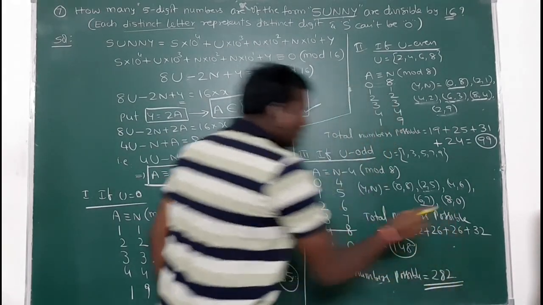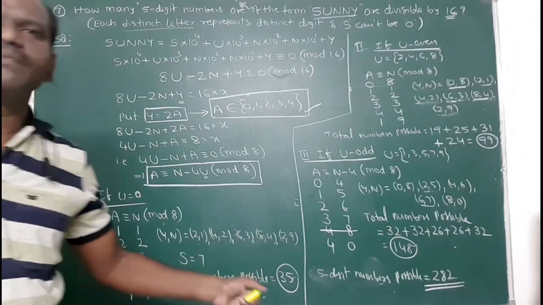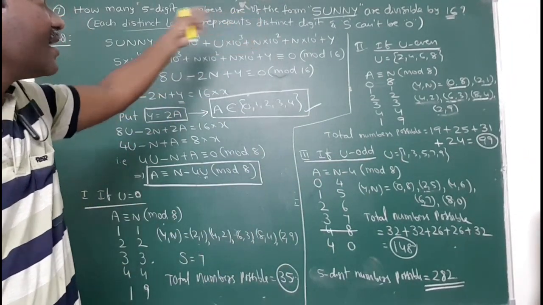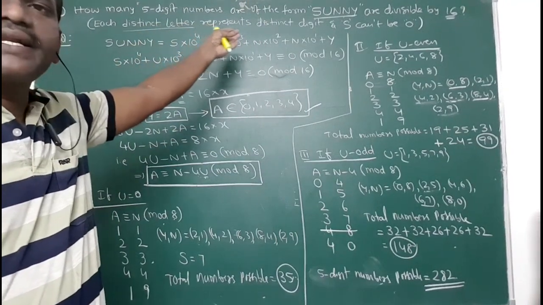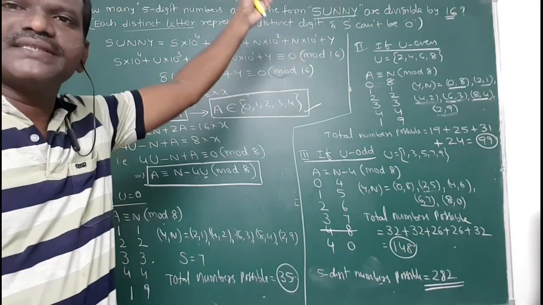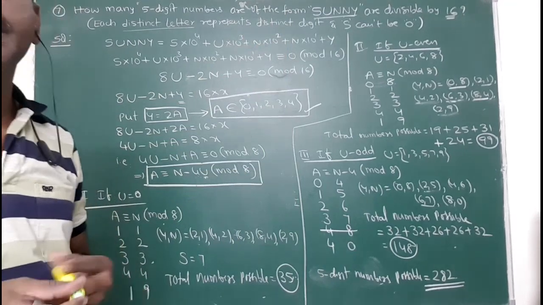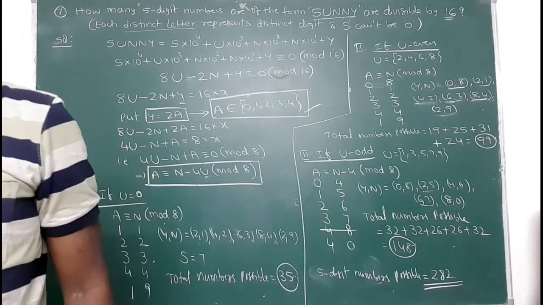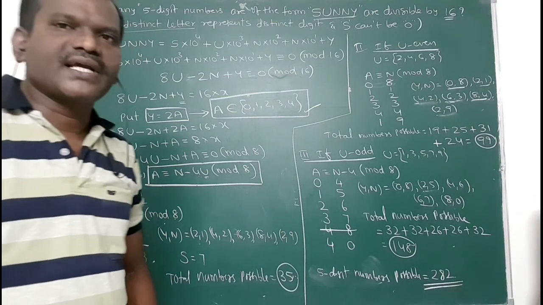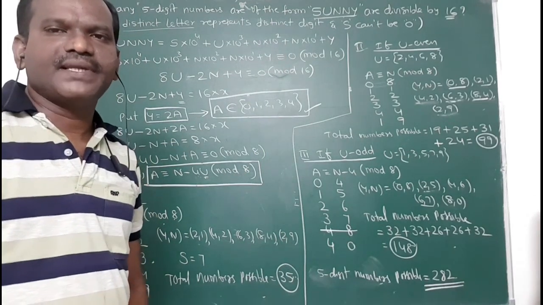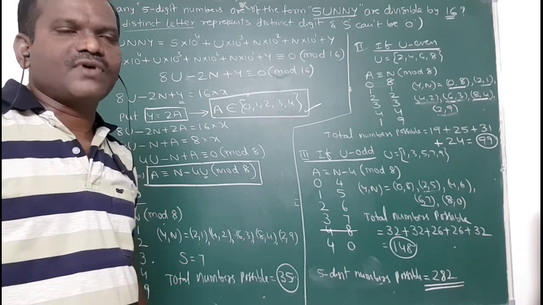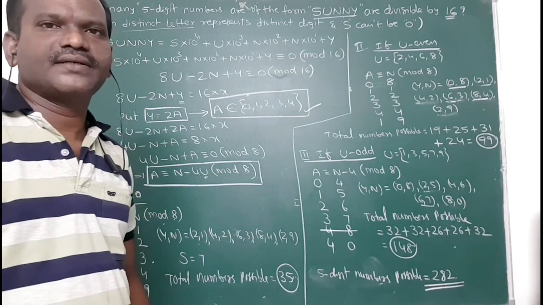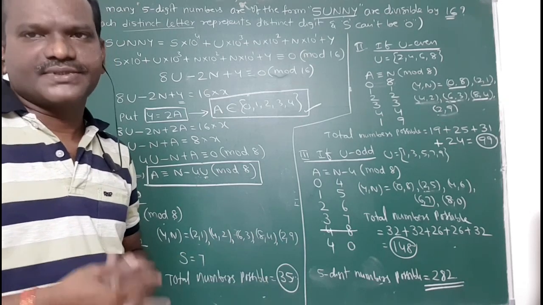So our answer is 282 numbers are possible which are of the form Sunny, where each distinct letter represents a distinct number and that is divisible by 16. This is the procedure here. So today this is the combinatorics question we did, and tomorrow we come up with a plane geometry question. So we have to focus on plane geometry, number theory and combinatorics. These three are important topics in Olympiad exams.